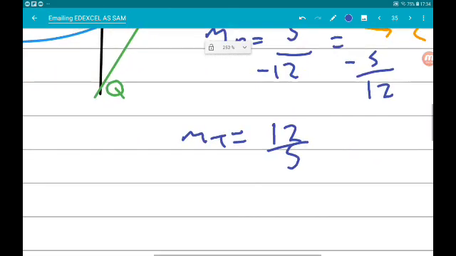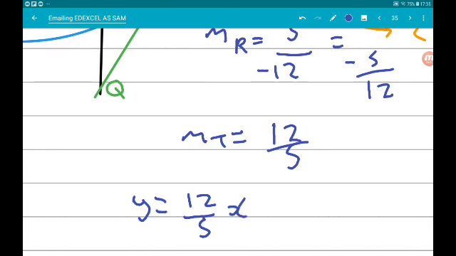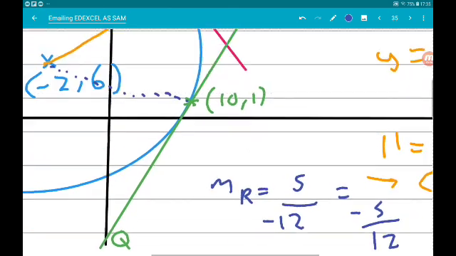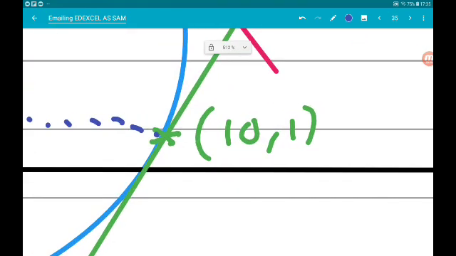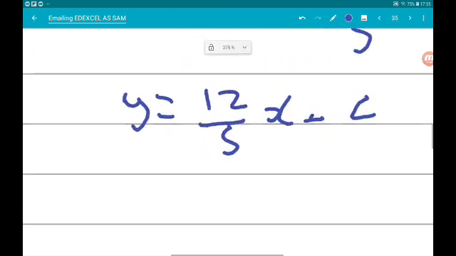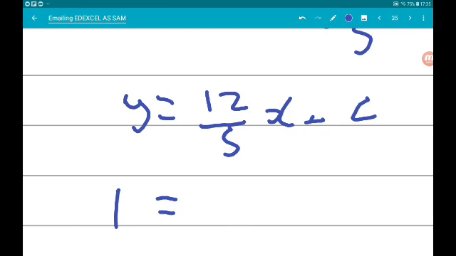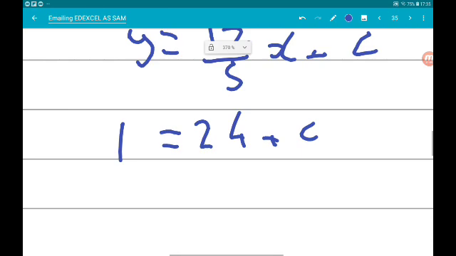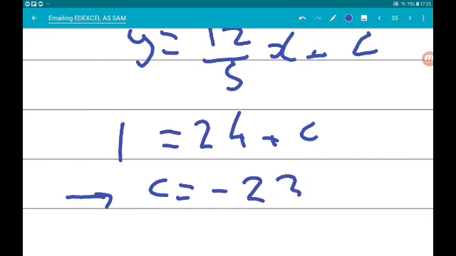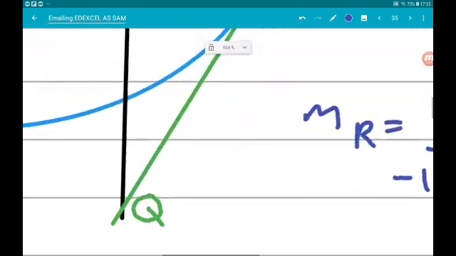So now we know the tangent is of the form y is 12/5 x add c. Now we substitute again the coordinates that we know are on the tangent. So when x is 10, y is 1. So we get 1 is, so again, 1/5 of 10 is 2, times 12 is 24. So we've got 24 add c, therefore c is equal to minus 23. Again, that is really what we're interested in.